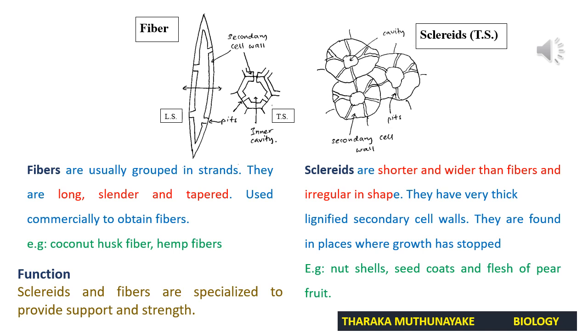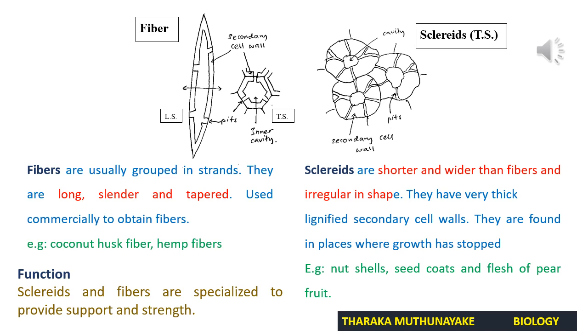In the secondary cell wall, you can observe pits. Here, sometimes these pits may be branched as well. You can observe in this diagram. Okay. Then they are found in places where growth has stopped. And here, remember, an additional feature: these sclereids may be found as clusters or as strands. Clusters of sclereids can be found in some locations.